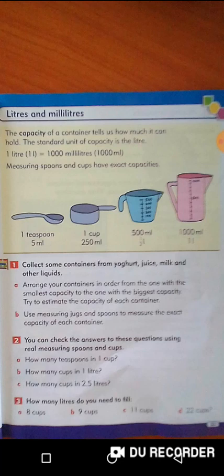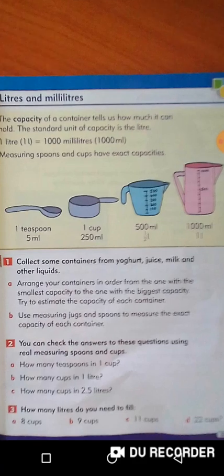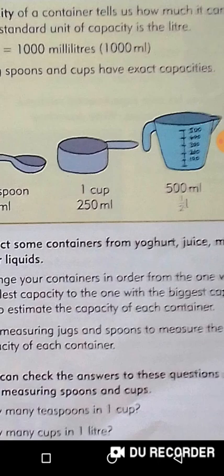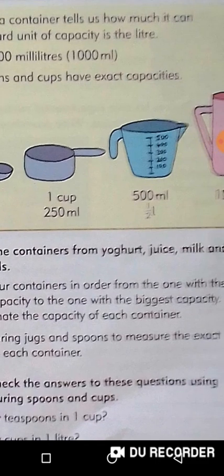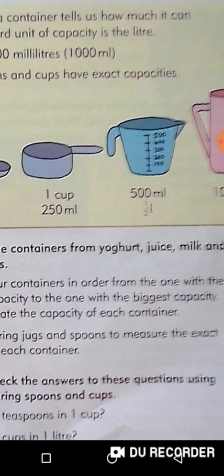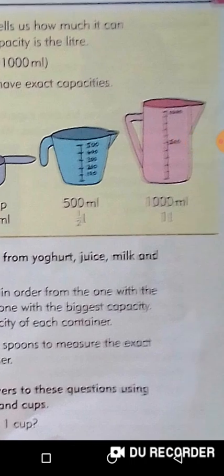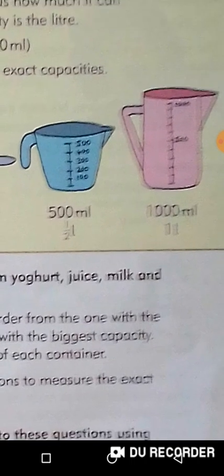Therefore, this also means that a quarter liter is 250 mils. 250 mils is a quarter liter. 500 mils is a half liter. If you can see here, this cup is 250 mils. This one is a quarter liter, and 500 milliliters is actually a half liter, and the 1 liter will have 1000 milliliters.